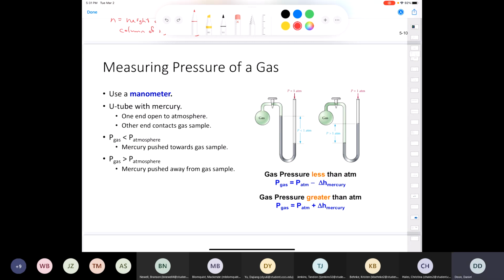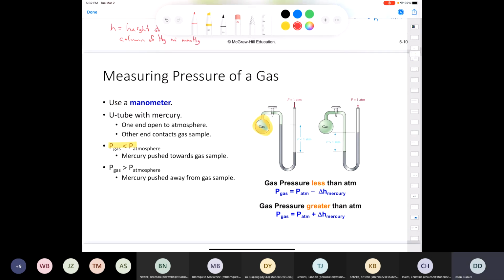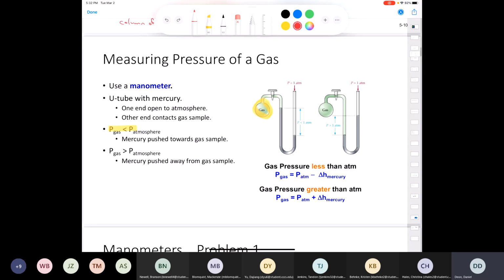Now, if you've got the situation where the pressure of the gas is less than atmospheric pressure, that's this situation right here, the mercury is going to be pushed towards the gas sample, right? Because the gas particles aren't pushing as hard as atmospheric pressure. And so how would you measure the pressure of that gas? You would take the height of the column of the mercury, but then you would subtract the effect of the atmospheric pressure. Okay, so that's represented by this example right here.